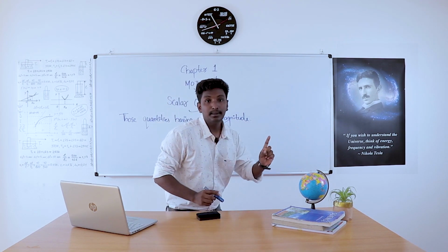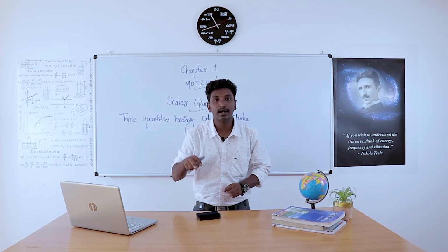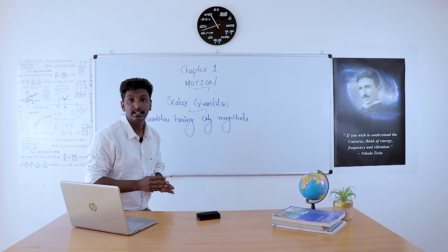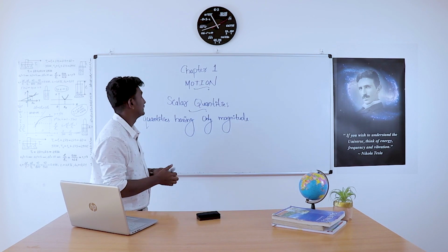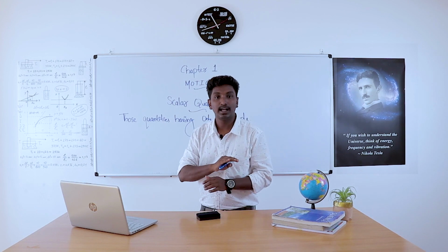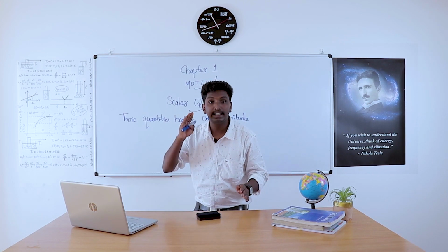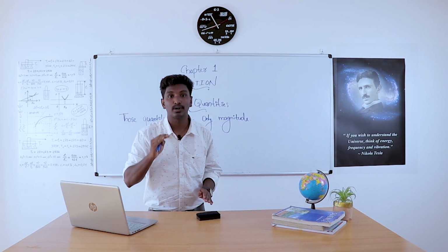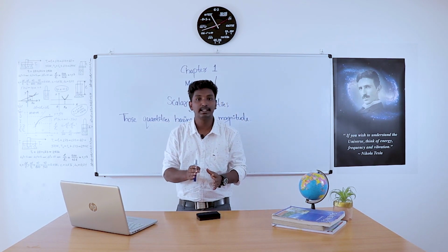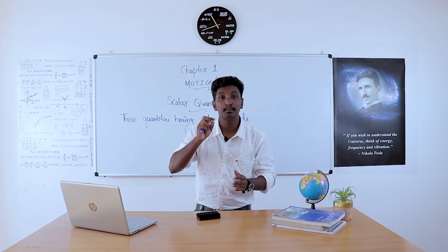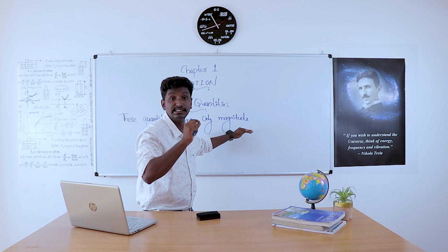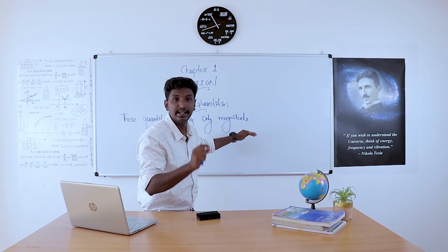They are having only magnitude. That means they are having only value, no direction. We need not mention the direction of these quantities as they have no direction. Since this quantity is having only magnitude and no direction, it cannot be zero or negative. They are having only positive values.